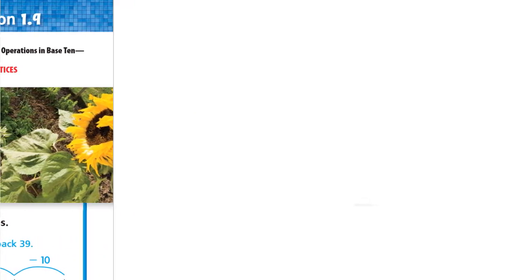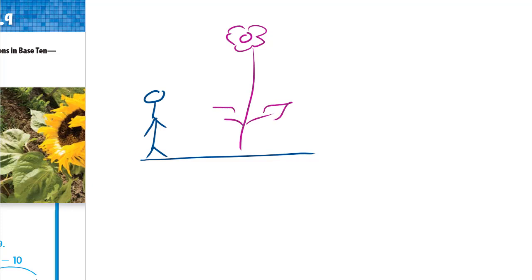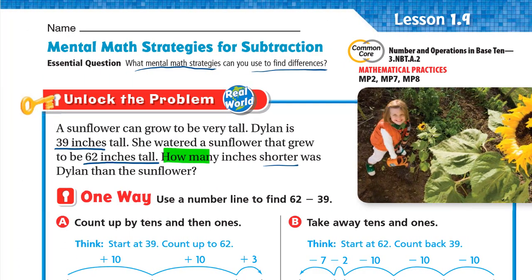Okay, so let's draw it here on the whiteboard. So for example, Dylan is this tall. Okay, and the sunflower, let's use another color. The sunflower is this tall. So this is the sunflower. And so Dylan is 39 inches and the sunflower is 62 inches. The question here says, how many inches shorter was Dylan than the sunflower?